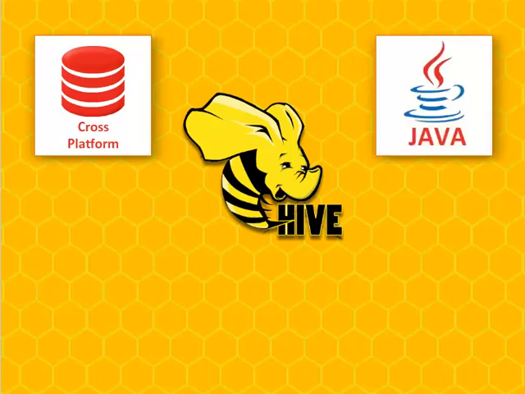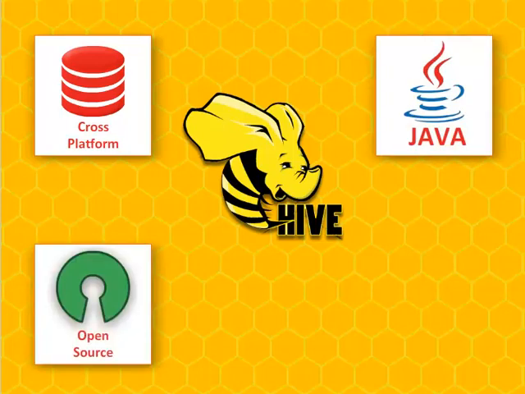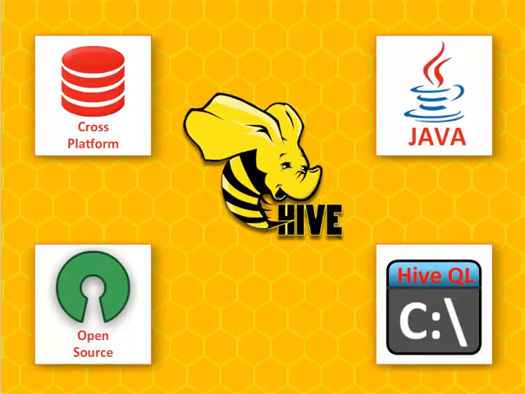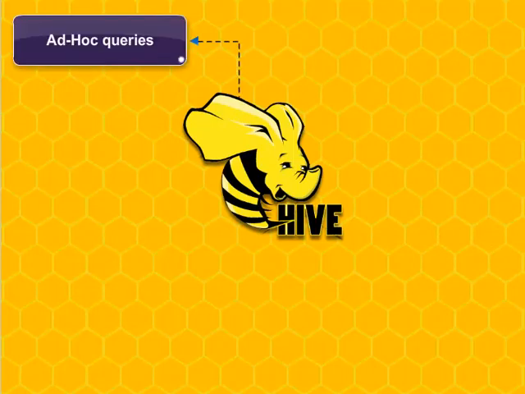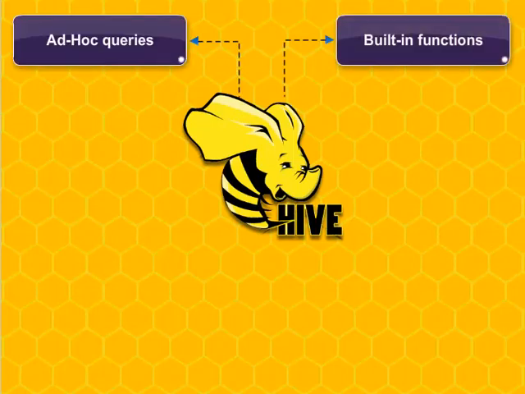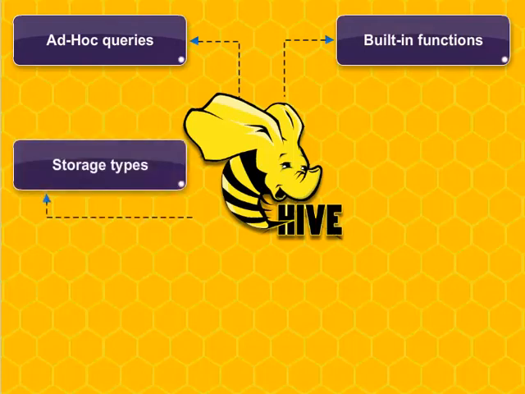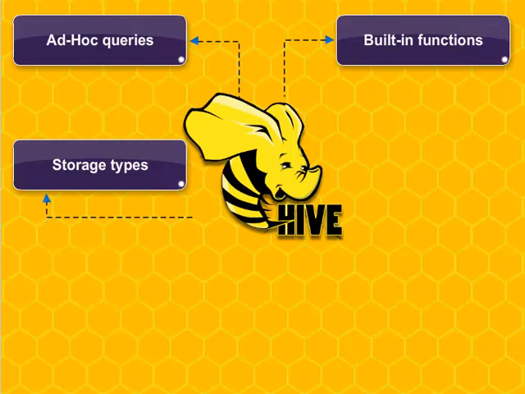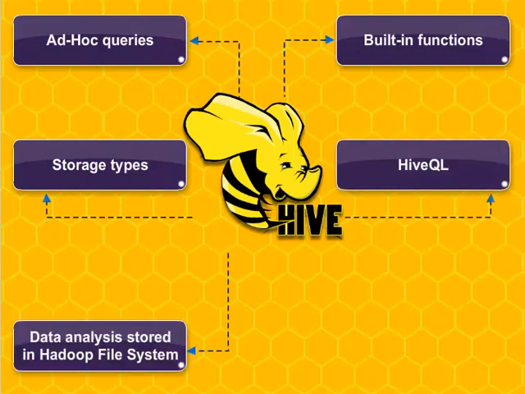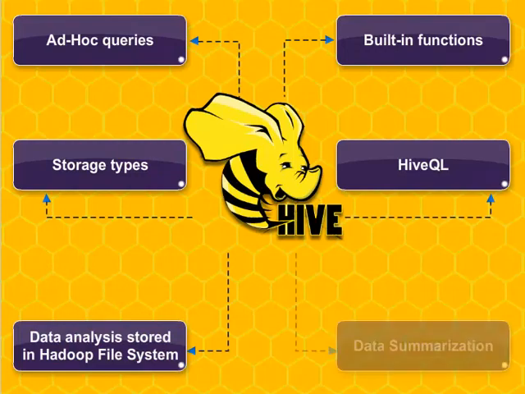Hive is an open-source software, and it provides a command line interface or CLI to write Hive queries using HiveQL. The properties of Apache Hive include ad hoc queries, built-in user-defined functions, different storage types such as plaintext, RC file, HBase, ORC, and others, provision of query language called HiveQL, analysis of large data sets stored in Hadoop-compatible file system, and easy data summarization.